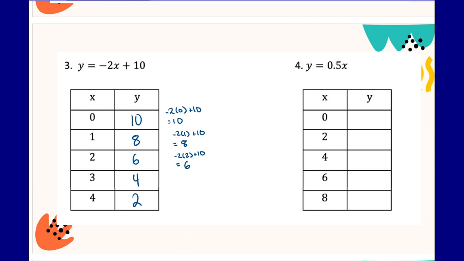So again, where do we see the values of the equation in this table? Well, I can see 10. 10 occurs when x is 0.